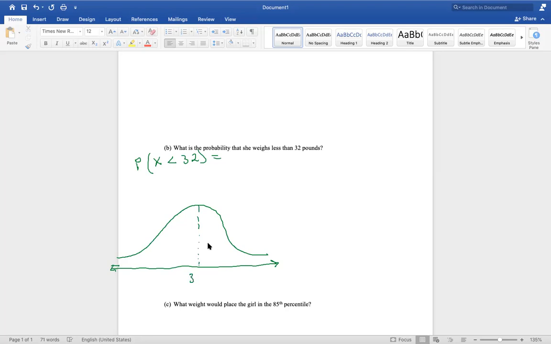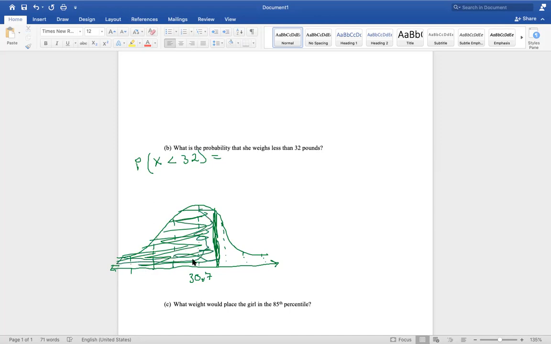What was the mean again? 32? No, 30.7. And we just go 3 to the right, 3 to the left. Okay, fantastic. So 32 would probably place us pretty close to like this. So maybe our solution is going to be pretty close to 60% again, because we're looking for this area.